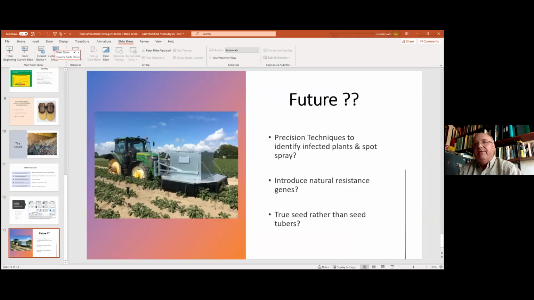And then for the future, they're looking at potential ways of identifying plants, whether you can identify those plants using spectrometry and then perhaps spot spray them out, or introduce naturally resistant genes from other closely related species, or perhaps the issue may be solved if we go down the true seed route rather than seed tubers. So it's plenty of research and plenty of opportunities. Anyway, thanks very much.